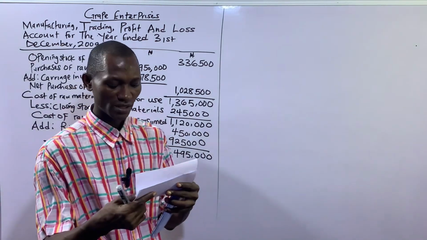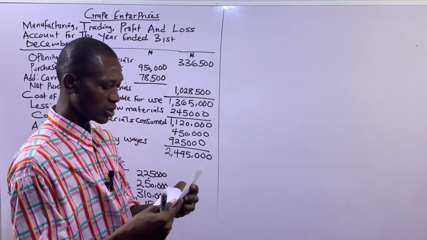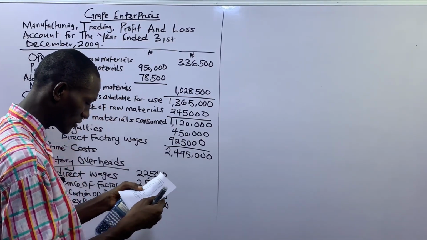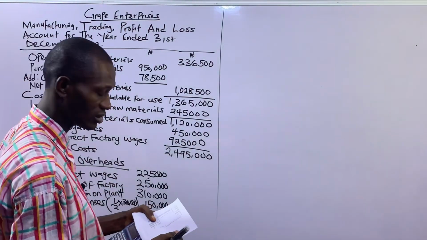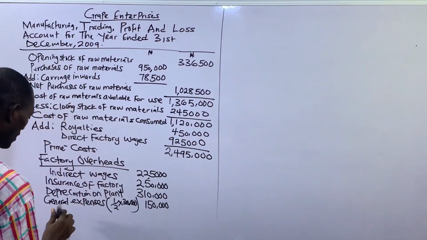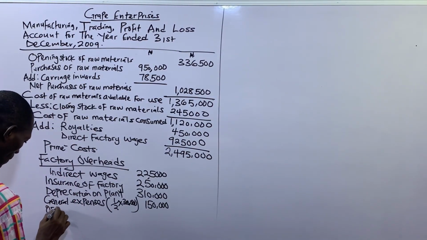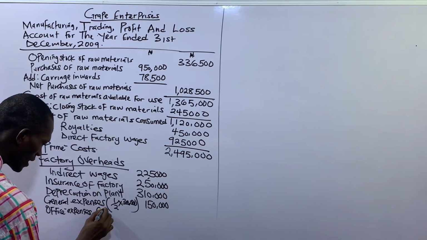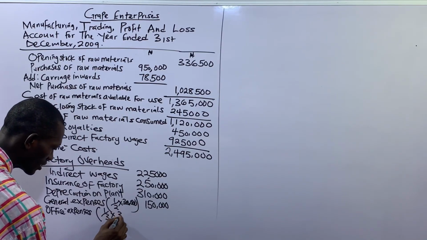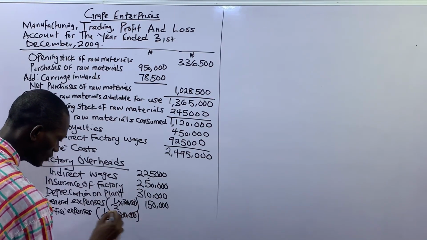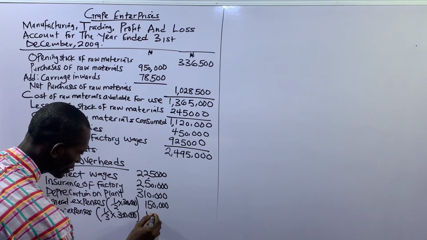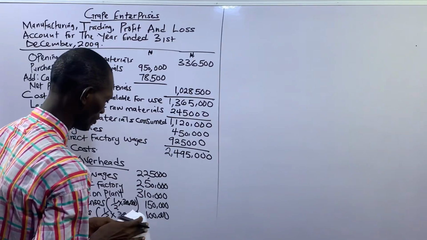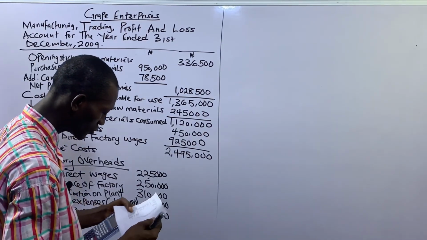Then we have the C part of the additional information. One third of office expenses should be treated as factory costs. So office expenses is given as 300,000. So one third times 300,000 gives us 100,000 by my calculation. That's 300 divided by 3.